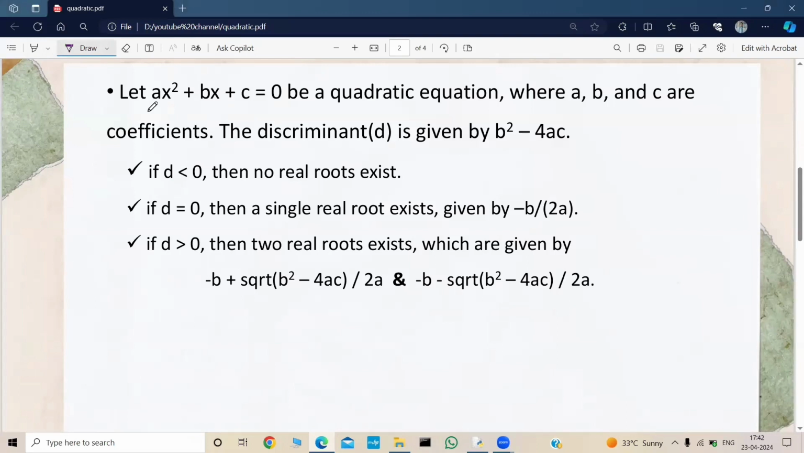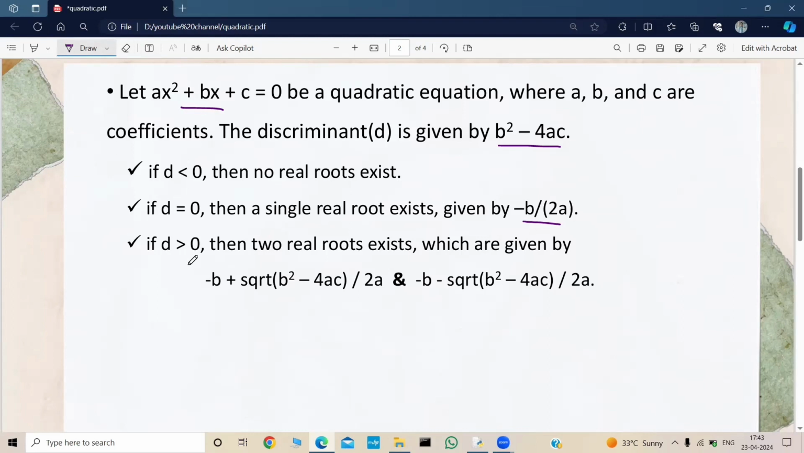So how to find the roots of a quadratic equation? Let ax² + bx + c = 0 be a quadratic equation where a, b, c are coefficients. The discriminant d is given by b² - 4ac. If d < 0, nothing but discriminant less than 0, then no real roots exist for this equation. If d = 0, then a single real root exists, given by -b/2a. So this is the root of the quadratic equation.